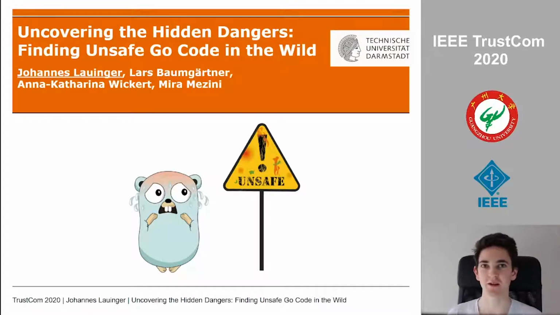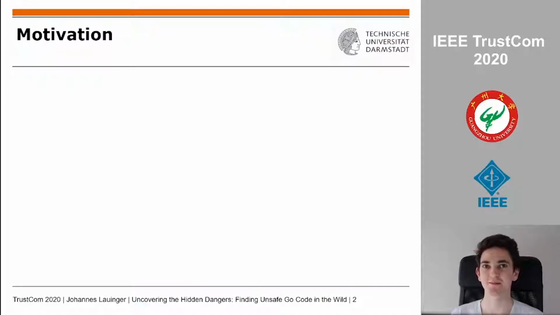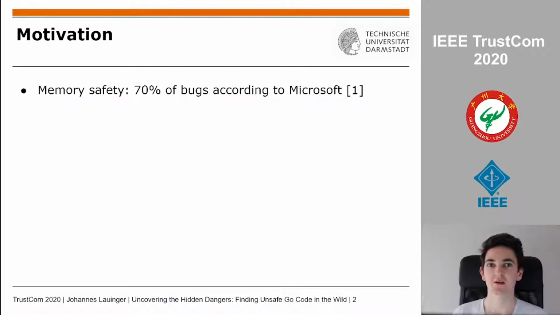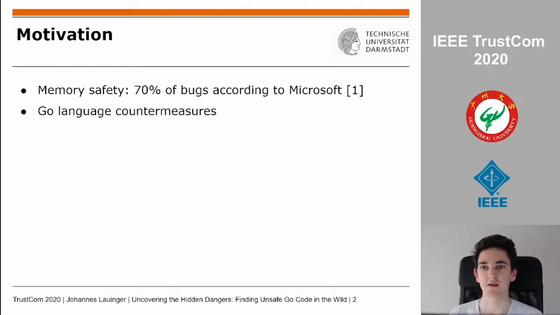This talk is about Unsafe Go Code, and it's a joint work with Lars Baumgärtner, Anna-Katharina Wickert and Mira Mezzini. Now, memory safety is a very important aspect for the security of software because many bugs and vulnerabilities are related to it. In fact, Microsoft stated that 70% of their bugs are accounted for by memory safety alone. And to fight this, many languages have adopted countermeasures.